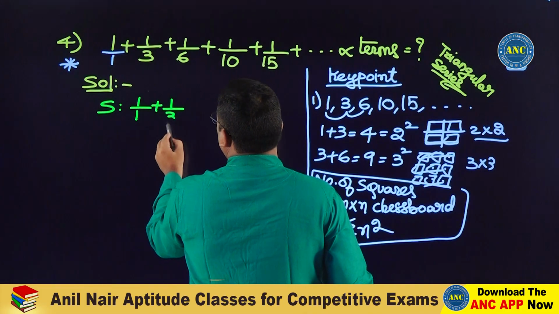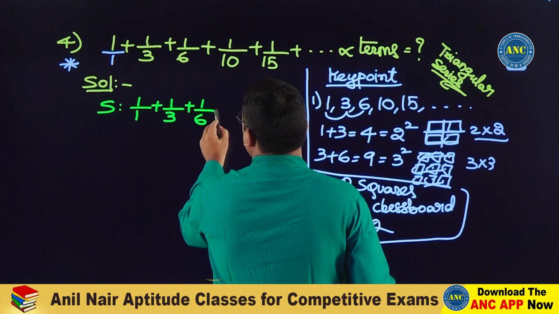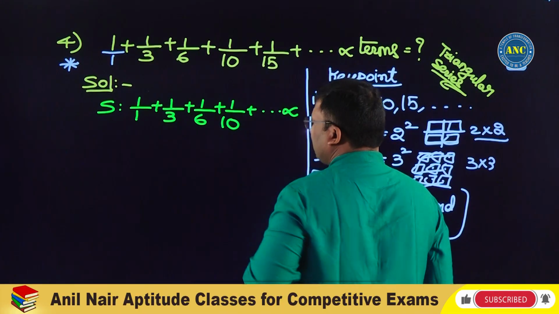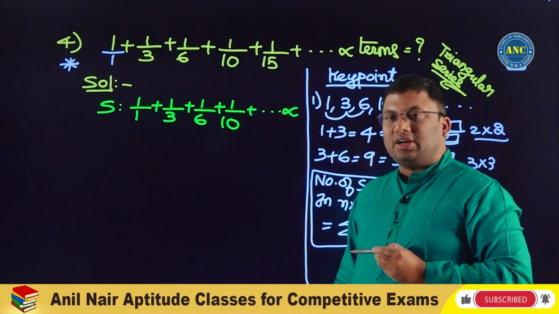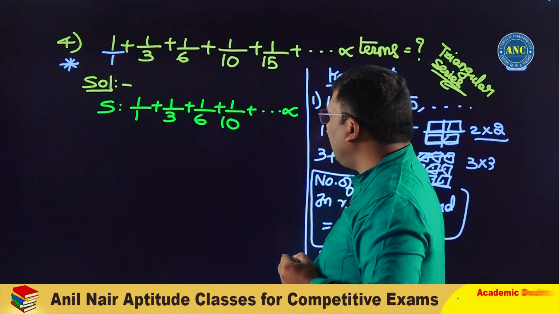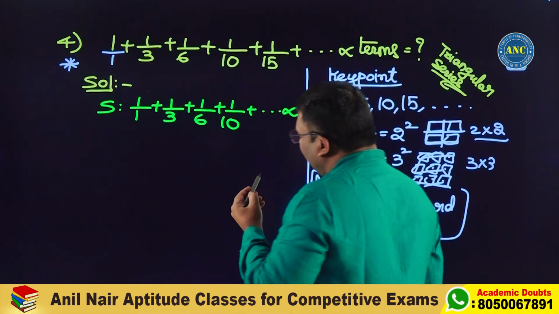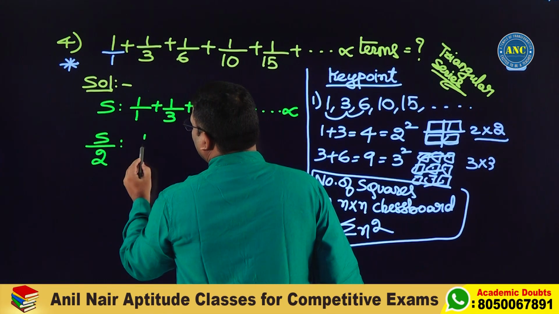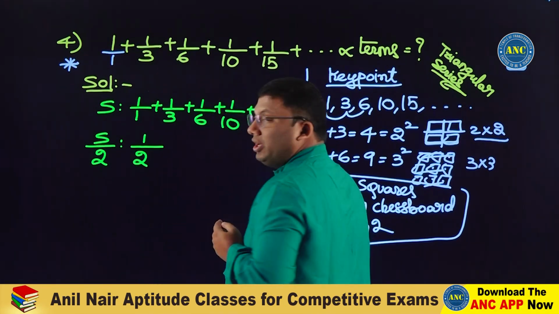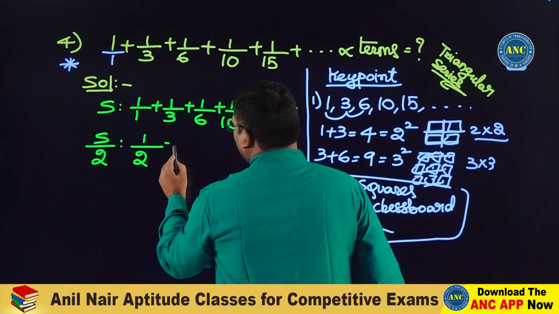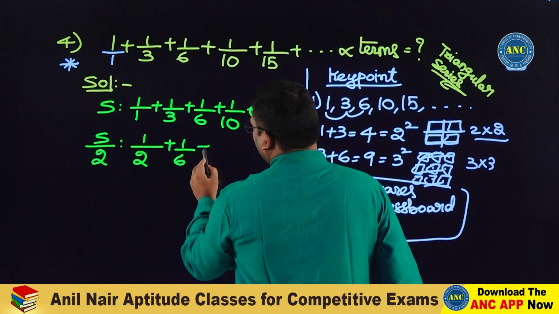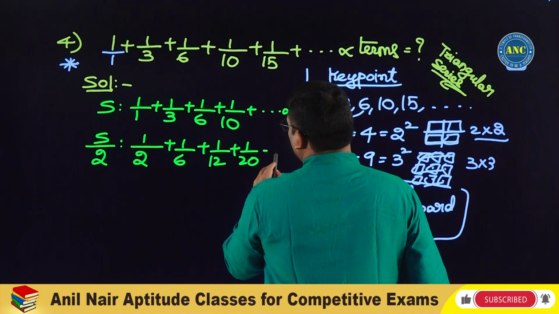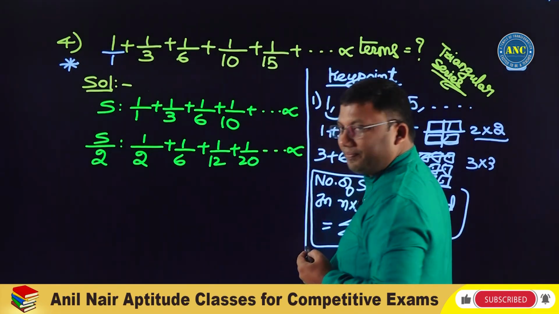1 plus 1 by 3 plus 1 by 6 plus 1 by 10 and so on up to infinite terms. I will divide this series by 2, and I will tell you where I got that idea. If I divide by 2, 1 into 2 is 2, 3 into 2 is 6, 6 into 2 is 12, 10 into 2 is 20, and so on up to infinite.